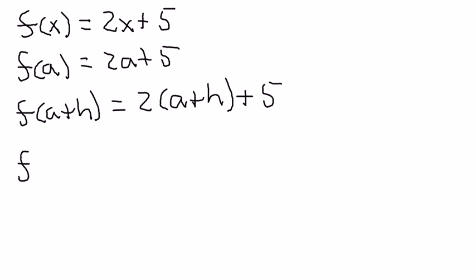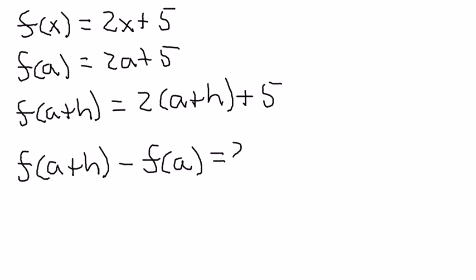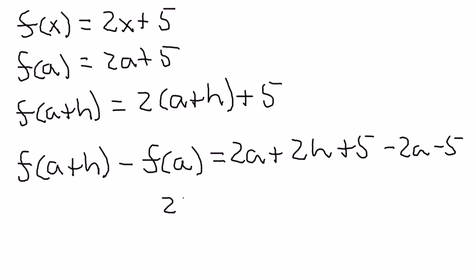And then if I were to evaluate f of a plus h minus f of a, distribute my negatives and stuff like that, what I'm going to get is 2a plus 2h plus 5 minus 2a minus 5. And when we simplify that, we just get 2h. So f of a plus h minus f of a is just 2h.